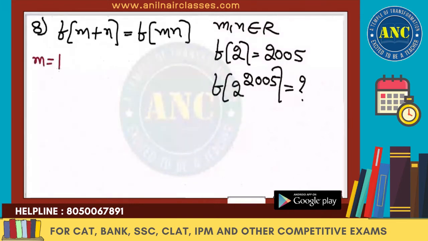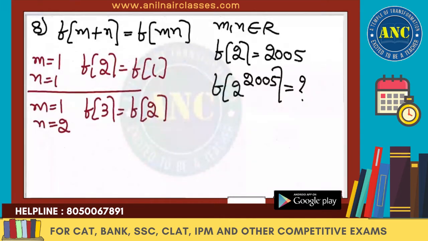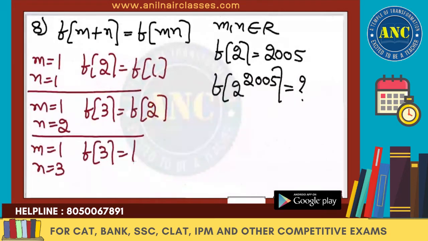Suppose I take m equivalent to 1, n equivalent to 1. This is nothing but f of 2 equivalent to f of 1. If I put m equivalent to 1, n equivalent to 2, this will become 1 plus 2 is 3. F of 3 equivalent to f of 1 into 2, which is f of 2. If I put m equivalent to 1, n equivalent to 3, 1 plus 3 is 4. F of 4 is f of 1 into 3, f of 3.